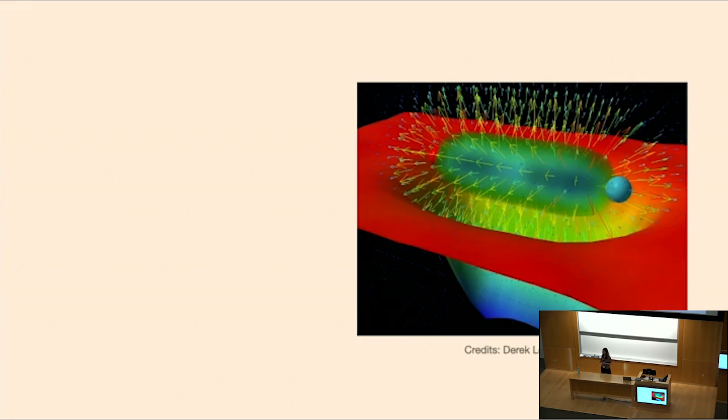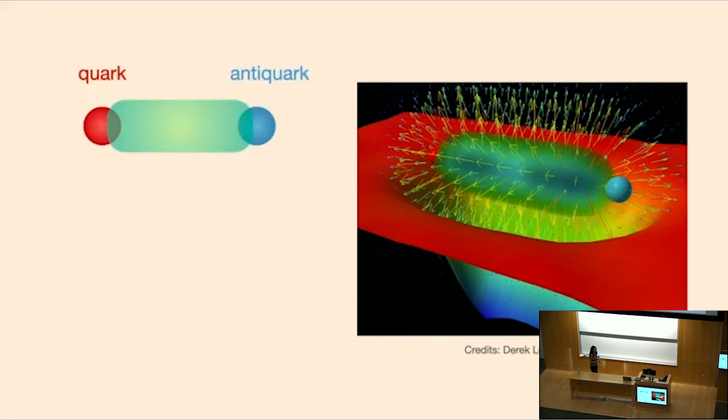These red and blue balls that you see here represent a quark and an antiquark, while this blob here is essentially a gauge flux tube. It's what I will later refer to as a string. This gauge flux tube, this string, has an energy that's proportional to its length.